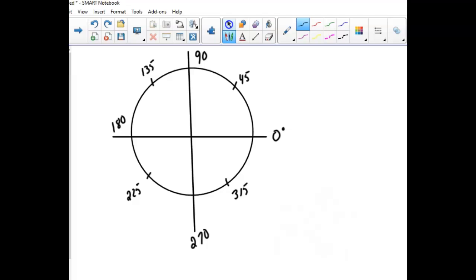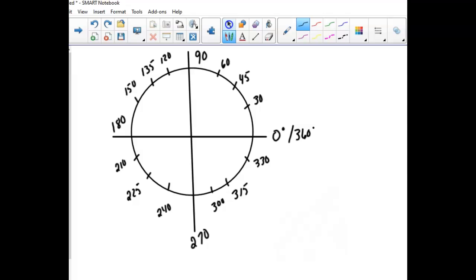Okay, and you could break it up more. We could count by 30s. Okay, 30, 60, 90, 120, 150, 210, 240, 270, so that would be 300 and 330, and if we come all the way back around, we're here at 360.